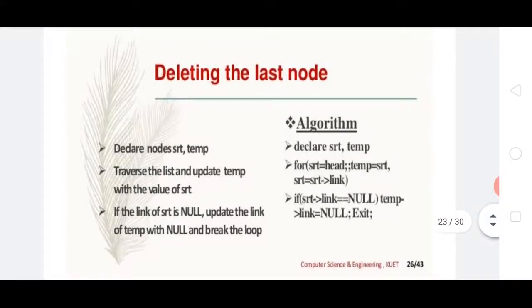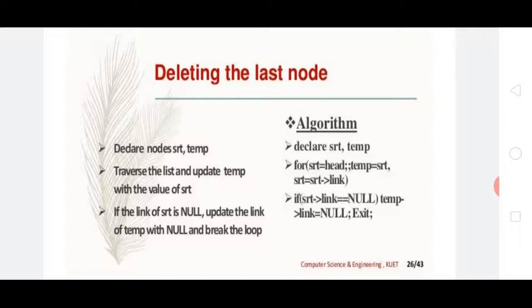The next operation is deleting the last node in the list. Now suppose the user wants to delete the last node in the list. Now we will discuss one algorithm. First, declare SRT and temp variables. These are two different pointers, the SRT and temp pointers. Then we perform the second operation, which is a for loop. For SRT is equal to head, temp is equal to SRT, and SRT is equal to SRT is pointed to link.